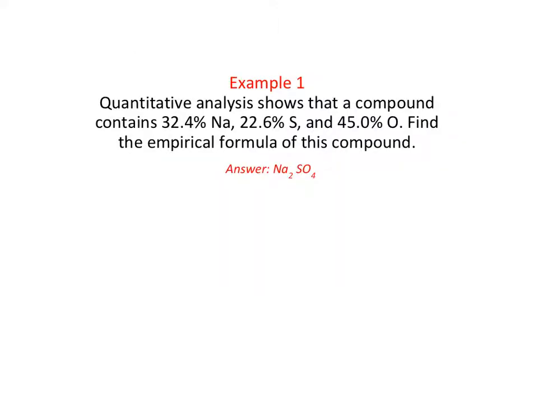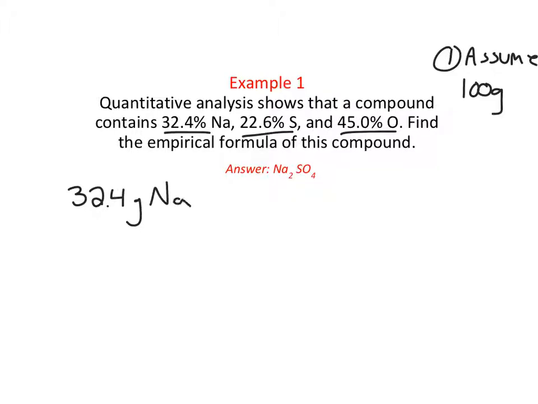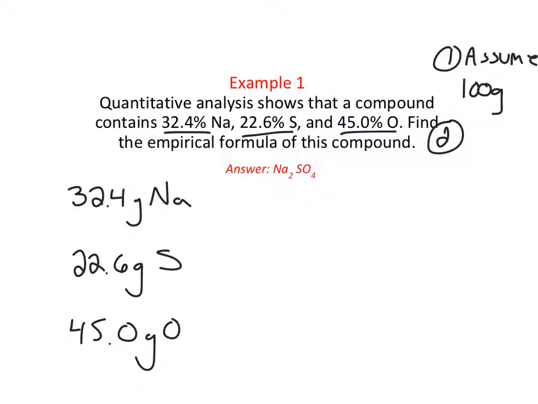There are two different kinds of problems that you can encounter when trying to find an empirical formula. This first one is giving me percents. When I'm given percents, the first thing I want to do, and I'm going to keep a tally here, is assume that we have 100 grams. When I assume we have 100 grams, all those percent symbols turn into grams. So that's 32.4 grams of sodium, 22.6 grams of sulfur, and 45.0 grams of oxygen.